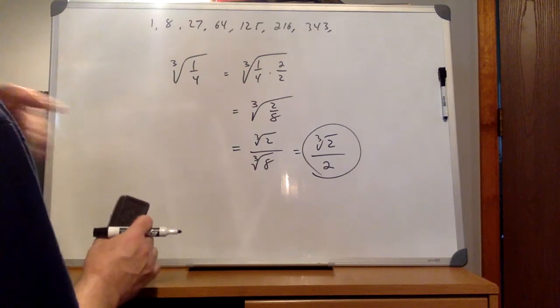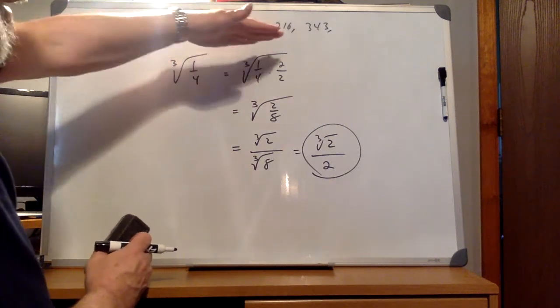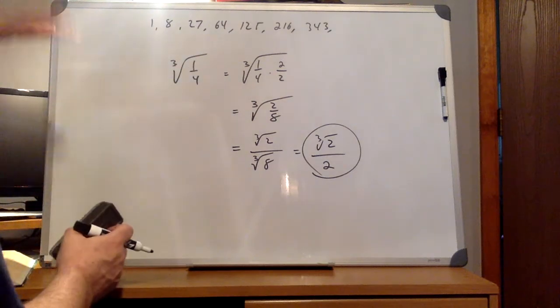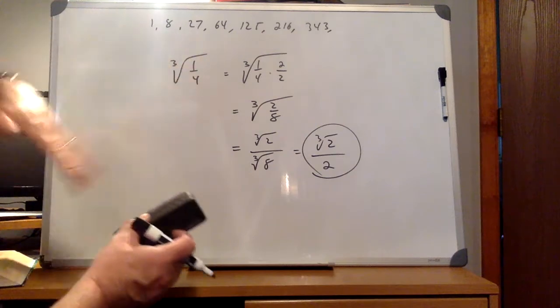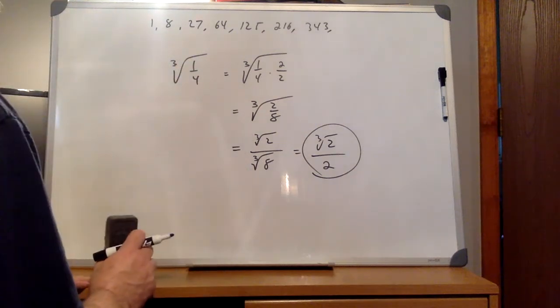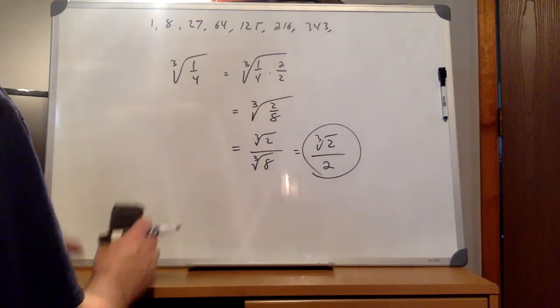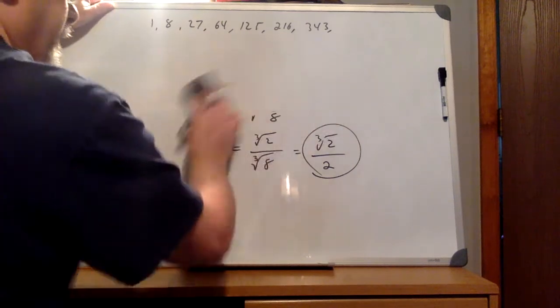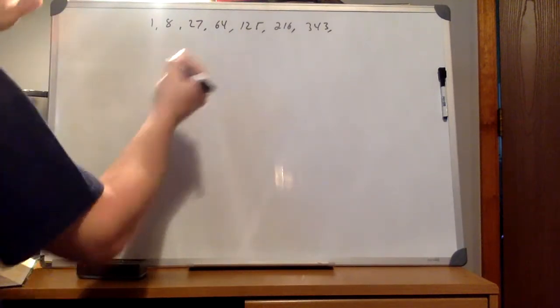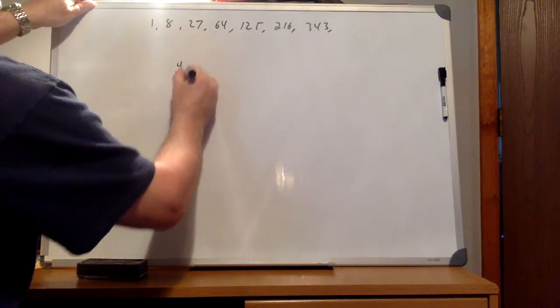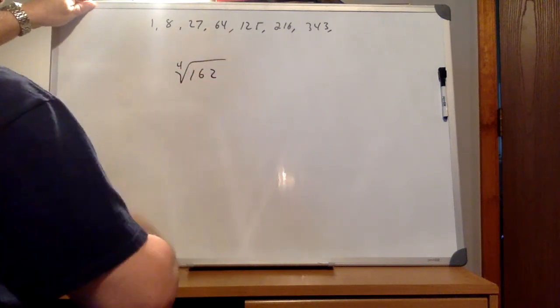So again, if this is a fourth root, I'd want to write down some perfect fourth powers by taking the numbers 1, 2, 3, and so on to the fourth power and writing them down and trying to make these perfect fourth powers. So let's do a fourth root. Let's say it's the fourth root of 162.